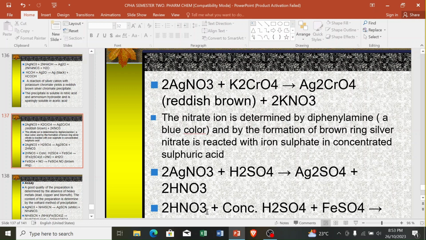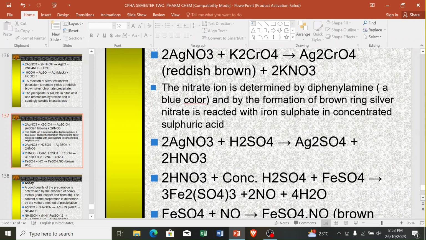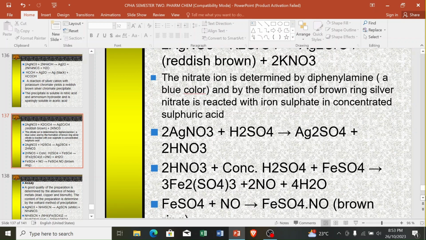We expect to observe a brown ring, a brown ring in the presence of iron 2 sulfate. This is what happens in formation of the brown ring. The nitrate present reacts with concentrated hydrochloric acid in the presence of iron 2 sulfate to give us iron 3 sulfate.